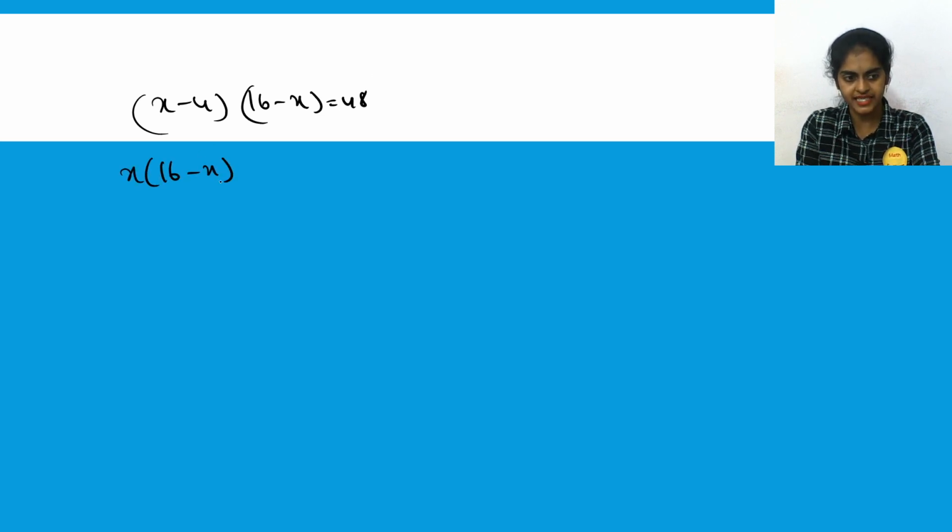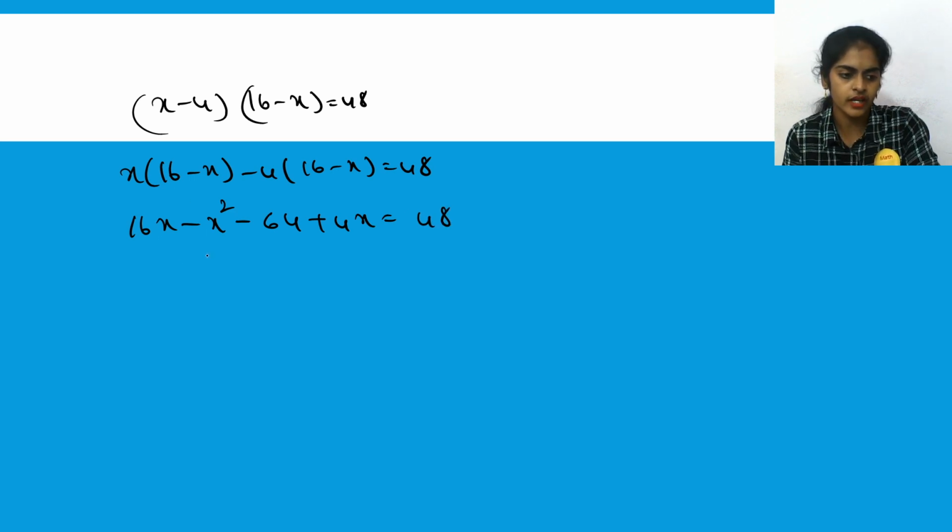Let me write the statement here again. (X minus 4) into (16 minus X) is 48. So now let us multiply X into (16 minus X) and minus 4 into (16 minus X). So X into 16 is 16X minus X square minus 64 plus 4X. I am just multiplying using the distributive property. Okay. So now what is the final value you get here? Minus X square. 16X plus 4X is plus 20X minus 64.